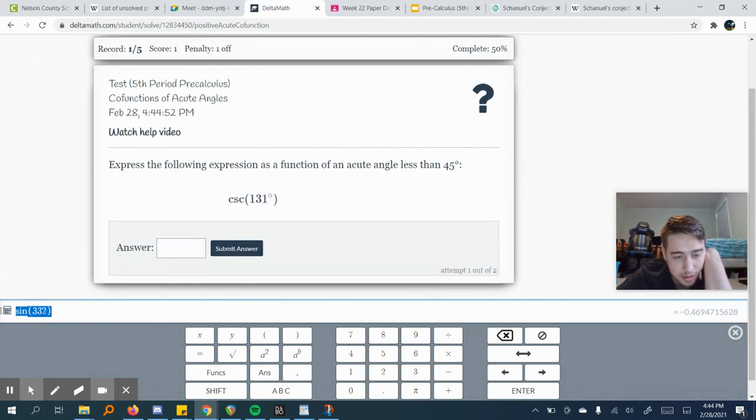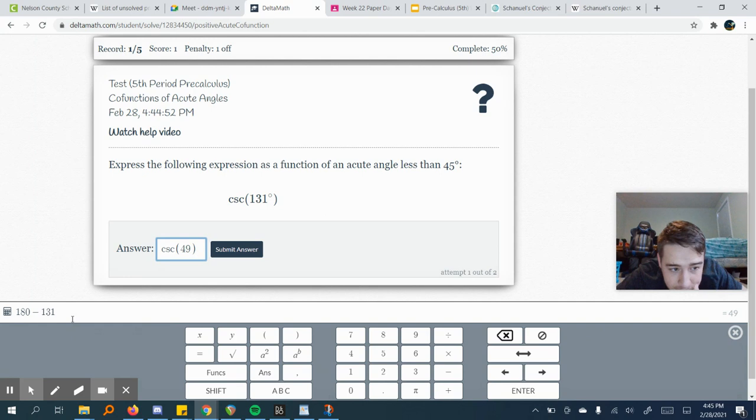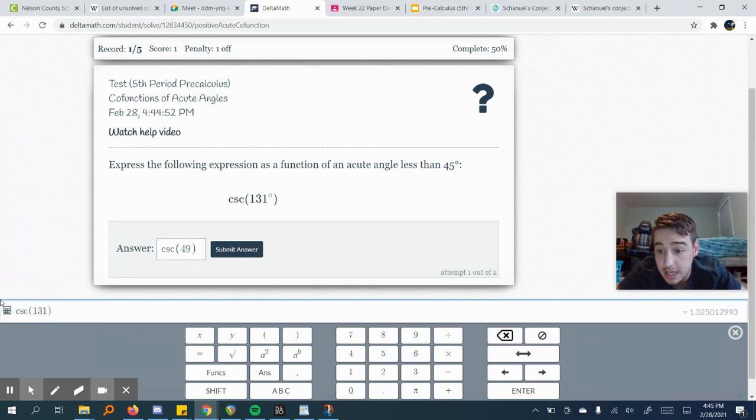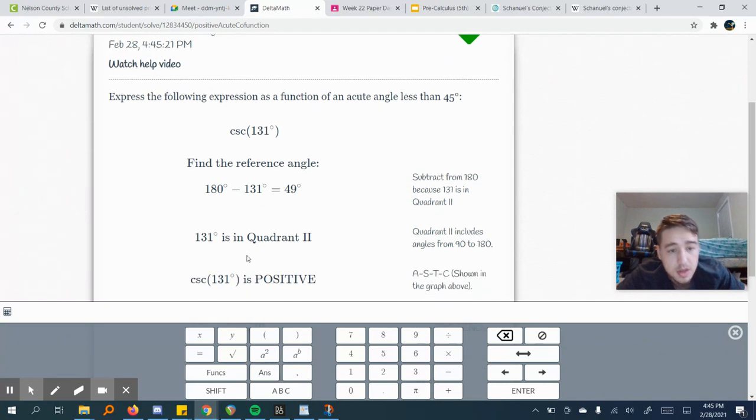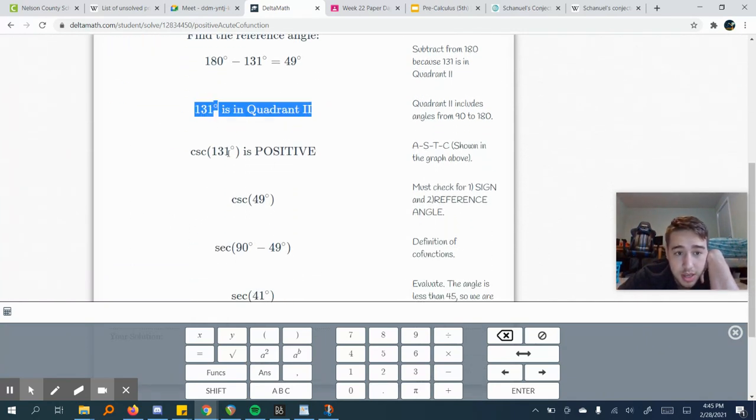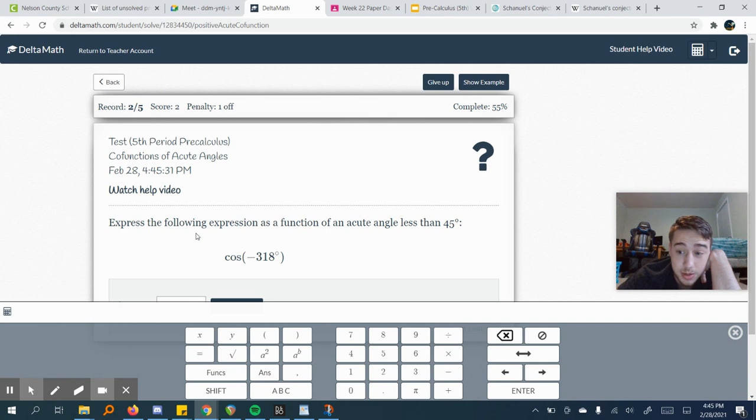So for example, we're going to find the reference angle, 180 minus 131, it's 49. That's going to be cosecant 49. Now we happen to know cosecant is positive where we started. So this is going to stay positive, but since 49 is more than 45, we'll subtract it from 90 and change that to its cofunction. So from the reference, it's in 2, it is positive, cofunction, done.